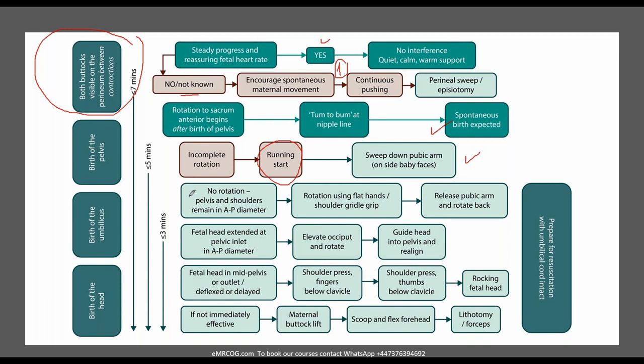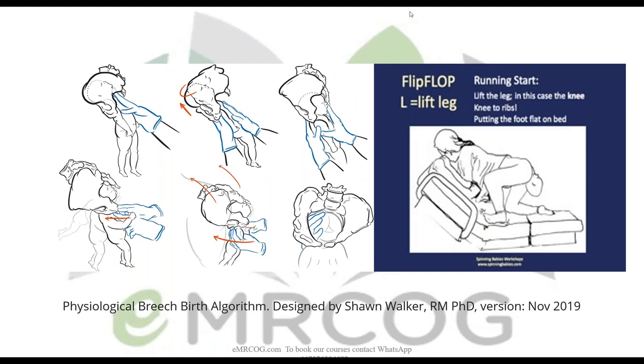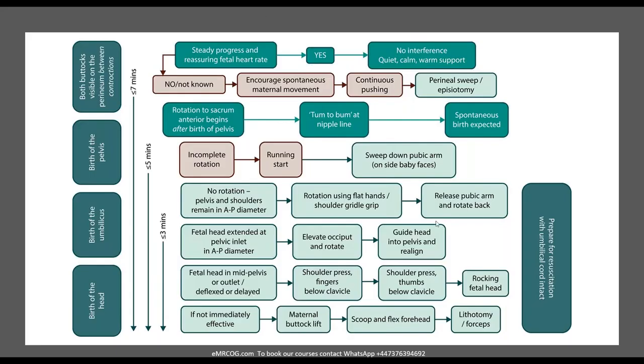Then we come to, if there is no rotation and the pelvis and shoulder remain in the anterior posterior diameters, then I will try to do rotation using flat hands, okay, with a good shoulder grip, and I will try to release the pubic arm and rotate back. I hope that this step is clear in the picture. So you can see in the picture, using the flat hand and trying to rotate the body. Can you see here, guys? Yes, well done. So then release the pubic arm simply and rotate back.